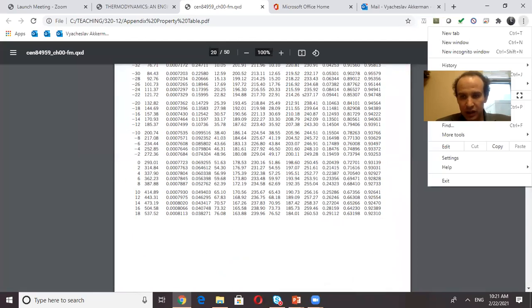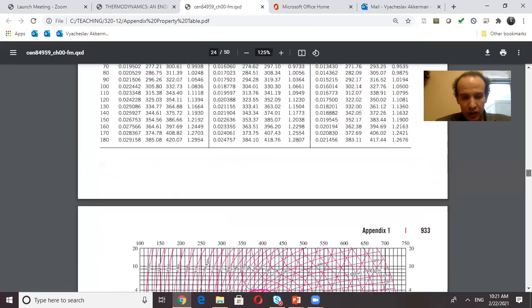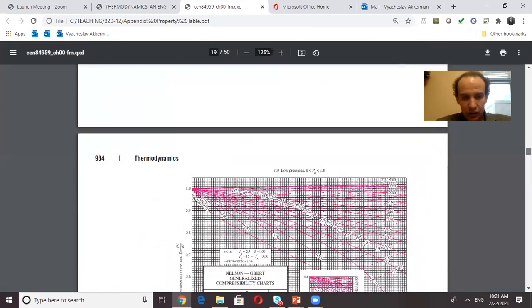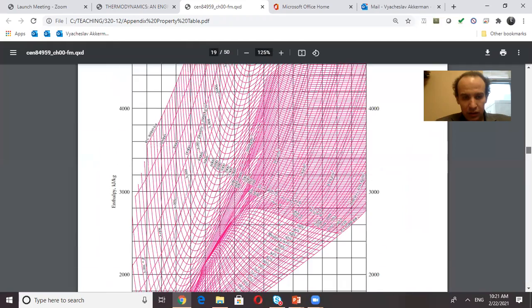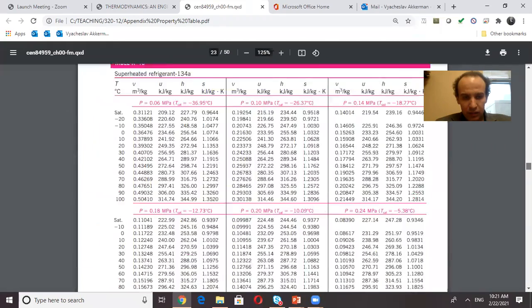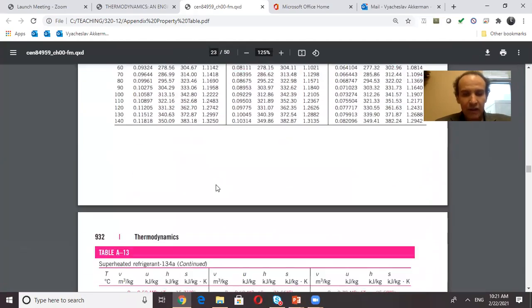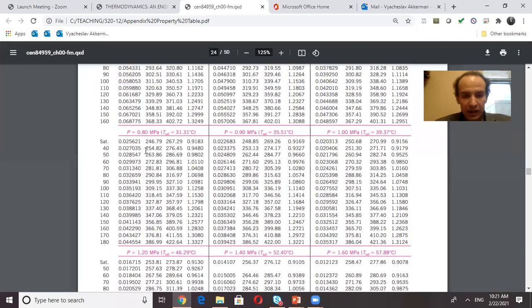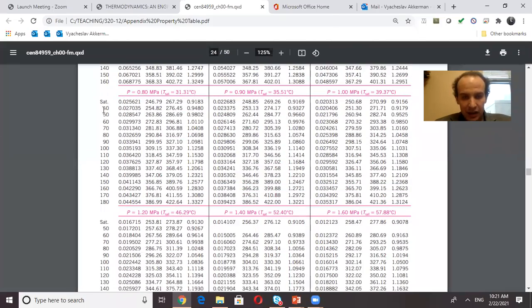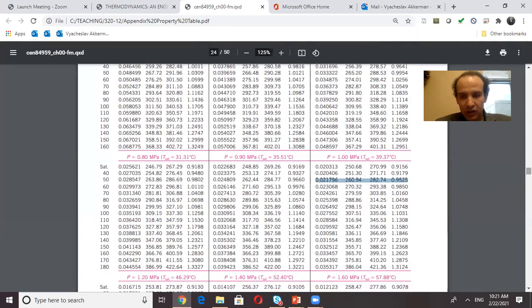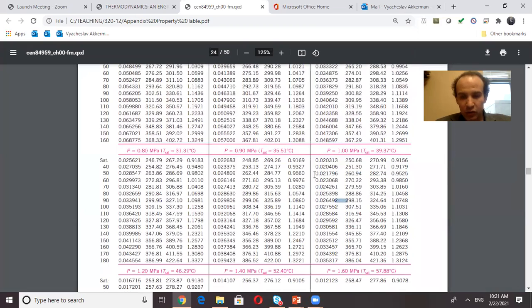Let me actually even increase the size of these tables. Let me go to table A13. My pressure is 1 megapascal. My temperature is 50 degrees Celsius. Here am I. So here are the values that I talk about. The first column corresponds to specific volume. So here is my specific volume, 0.021796. Does everybody know how to get it now? Great.